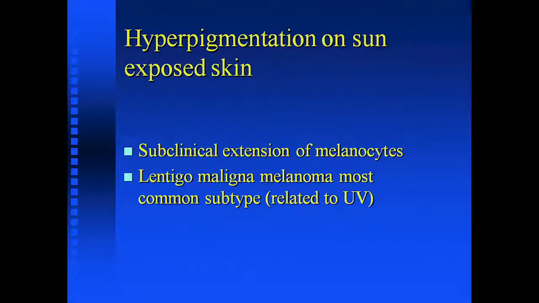Hyperpigmentation on sun-exposed skin can be a real problem. Subclinical extension of melanocytes is something you see primarily in the lentigo maligna type of melanoma. You are aware that the definitions of what constitutes an adequate margin in melanoma are rather elastic. They have changed over the years, and now there are recommendations that melanoma margins may have to be more than 5 millimeters if they're in situ. That's primarily because of studies that most surgeons have done with subclinical extension on sun-exposed skin, particularly facial skin.